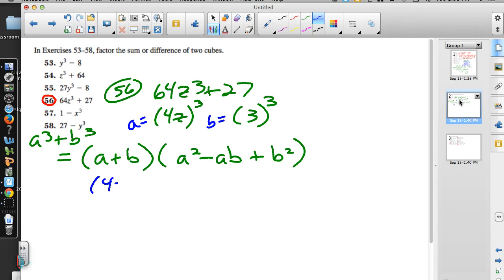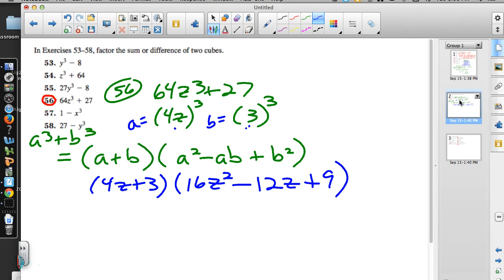So that will give me 4z plus 3 times, well, if you take 4z and you square it, you get 16z squared, minus a times b, which is 12z, plus b squared, which is 9. And we have followed the pattern there that we need to follow whenever we want to factor the sum of two cubes.